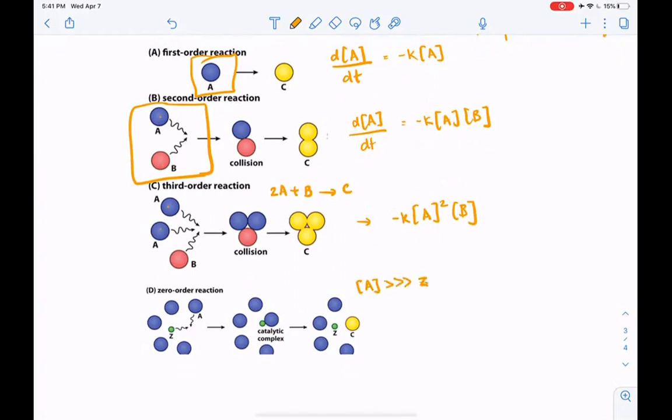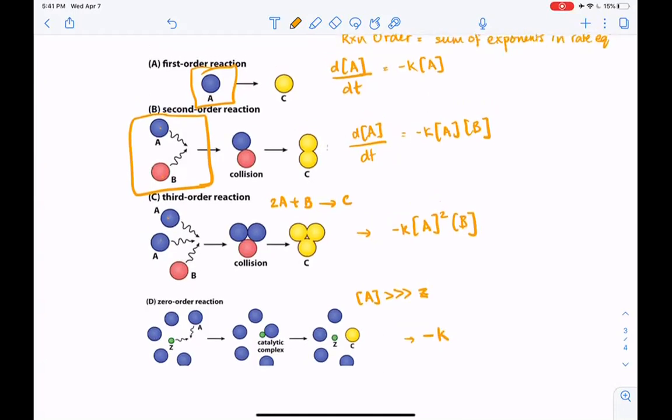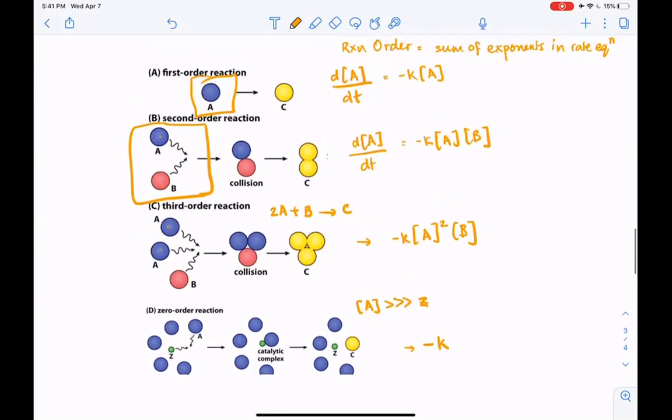And a zero order reaction is a case where the concentration of A is much, much larger than, in this case, Z, which is a catalyst. So your concentration of A is so high that your reaction isn't dependent on A at all. So your order of reaction is going to be 0, and this is the generalized rate equation that you will get. Any questions on any of that? I think Florence is going to go into depth of deriving rate equations.